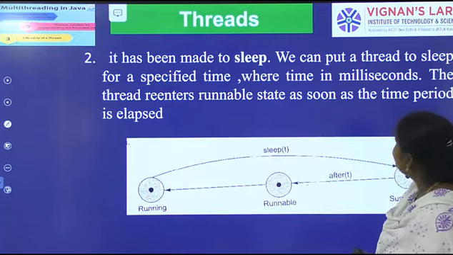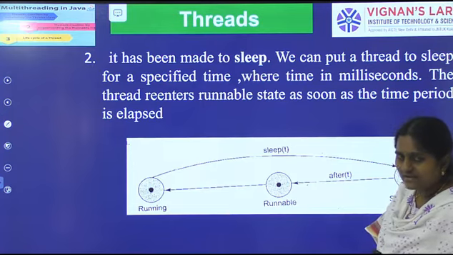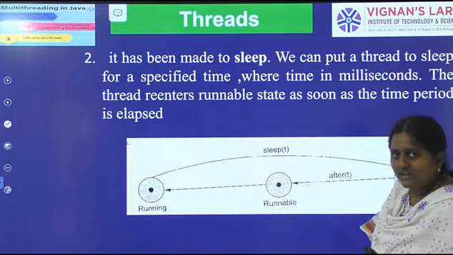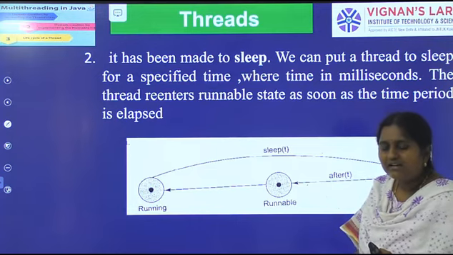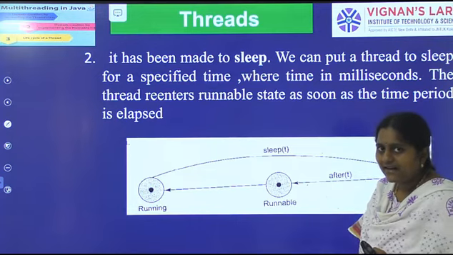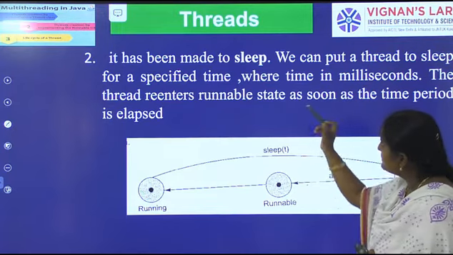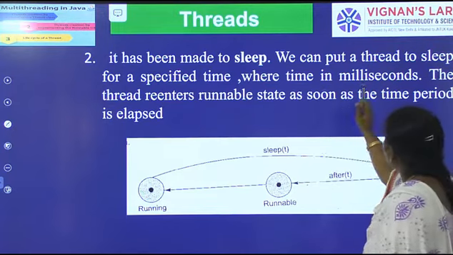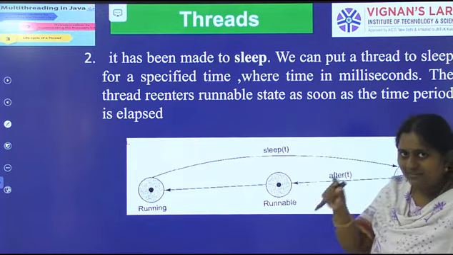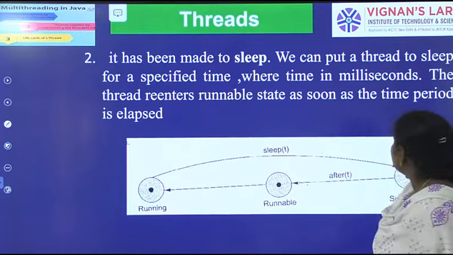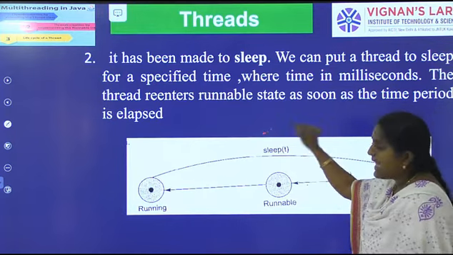We can put a thread to sleep for a specified time. So here also, for a particular period of time, the thread will move to the sleep state. After the time period has elapsed, the thread will enter into the runnable state again. We can put a thread to sleep for a specified period of time, where the time is in milliseconds. So the thread re-enters the runnable state as soon as the time period has elapsed.